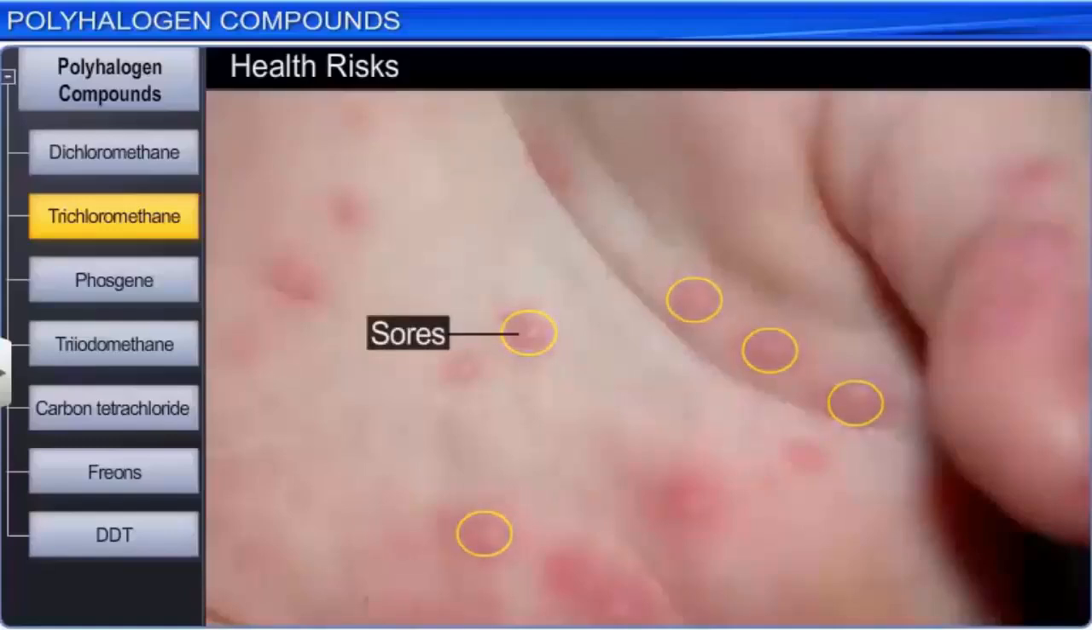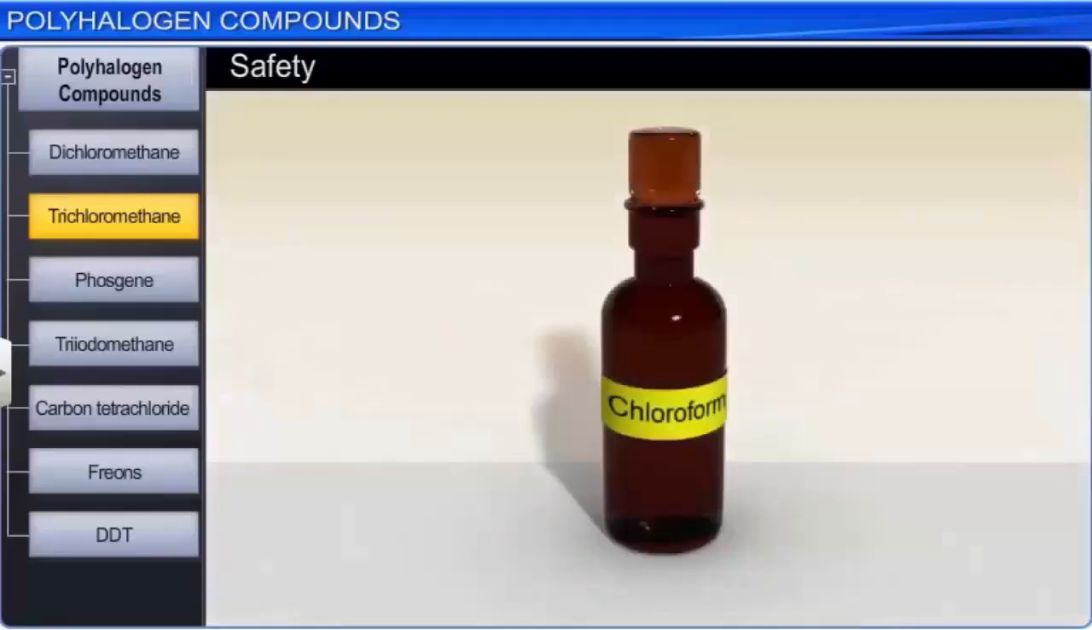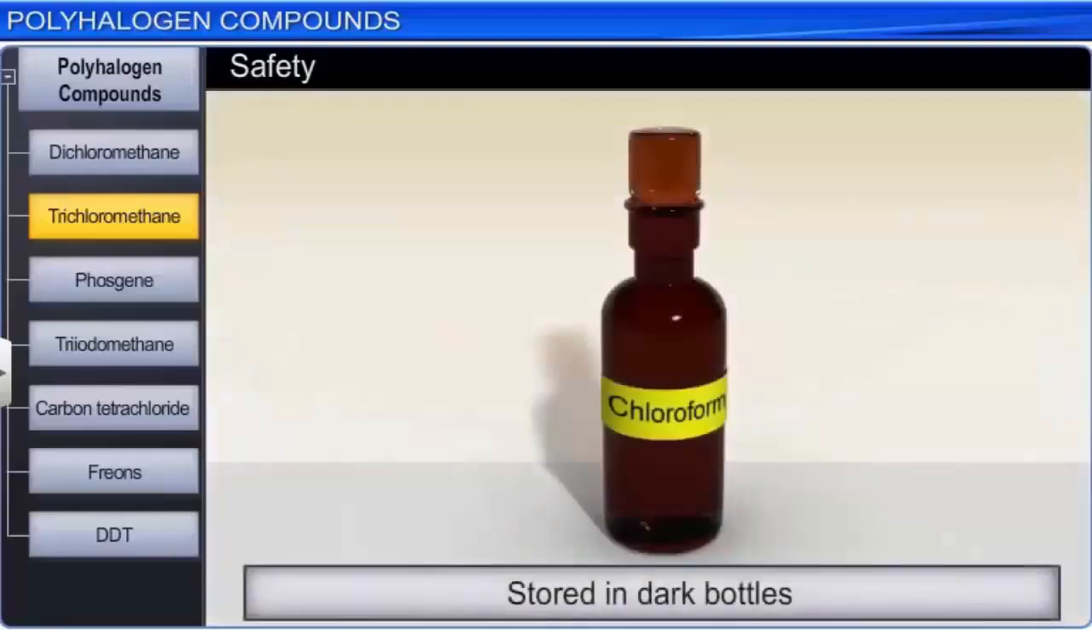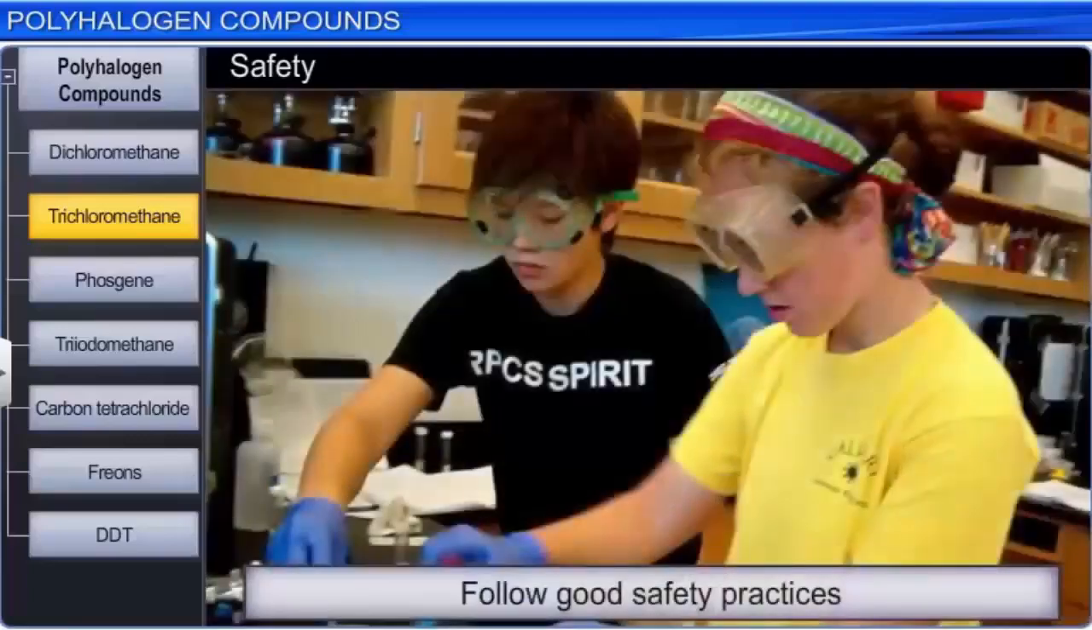Chloroform is slowly oxidized by air in the presence of light into deadly phosgene gas, as shown in the reaction. Therefore, chloroform is stored in dark bottles to prevent exposure to light. The bottles are filled completely to keep air out. For the sake of safety, handle every bottle of chloroform as if it contains phosgene. Wear gloves and eye protection.